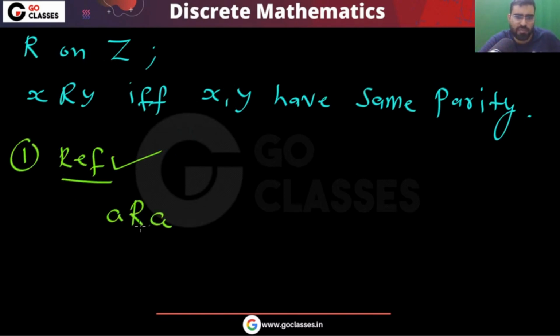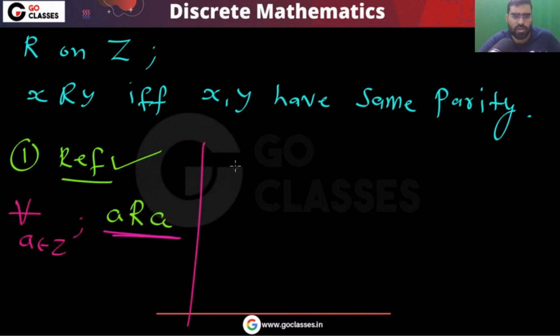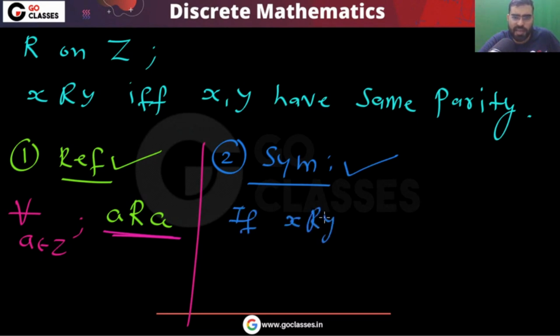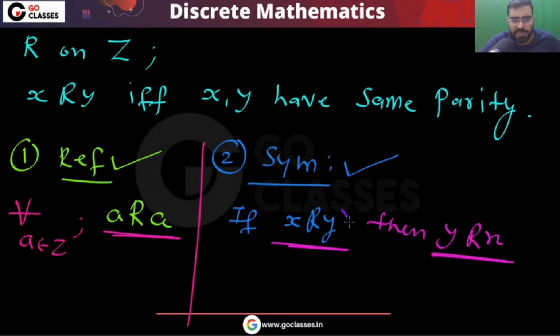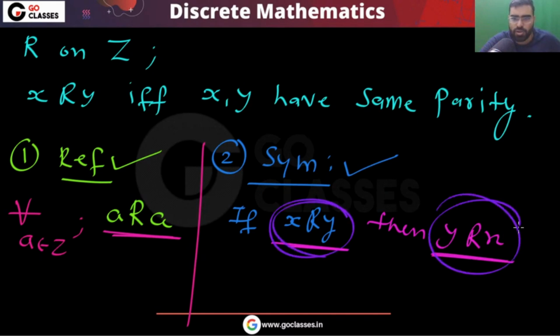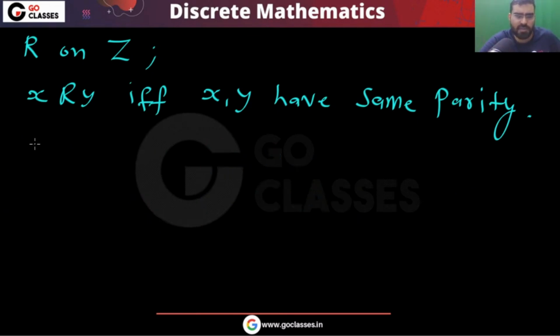a will be related to a. Either both are odd or both are even. So a will be related to a for all a in the integers. So this is reflexive. What about the symmetric? Yes, symmetric also will be satisfied, because if x is related to y, if they both are odd or both are even, then definitely y is also related to x. If x comma y have the same parity, then y comma x also has the same parity.